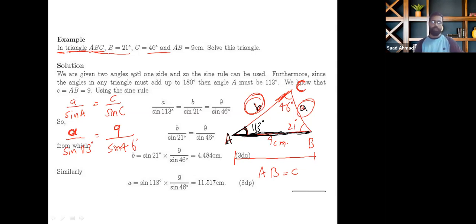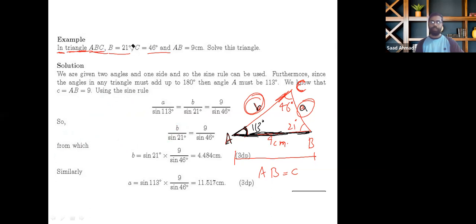Similarly, if we want to find B, what should we use? B over sine 21 will also be equal to it, because angle B is 21. Okay, now we have this. So let's do it one by one. Let's first start with A.